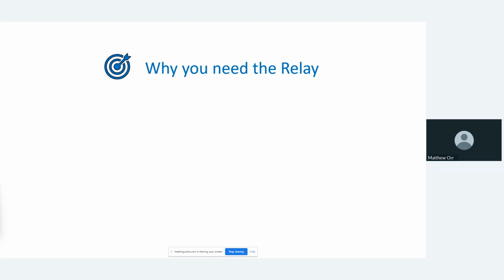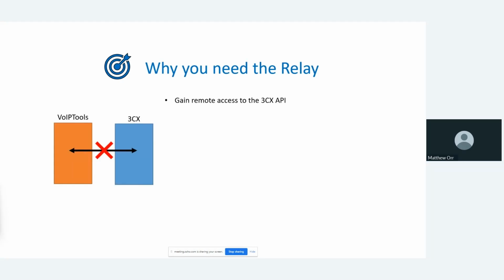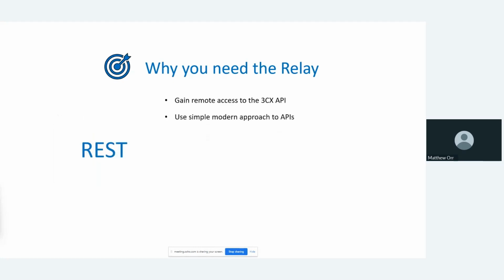So then the next question is, why do we need the relay? Let's talk about some of the benefits. Remember, you can't access the call control remotely. So with the relay, now we can communicate with the call control API. We use a very simple modern approach, which is REST, for those situations where you want to pose a question to 3CX and get a response back with data. We also communicate over SignalR for events, for subscribing to events.